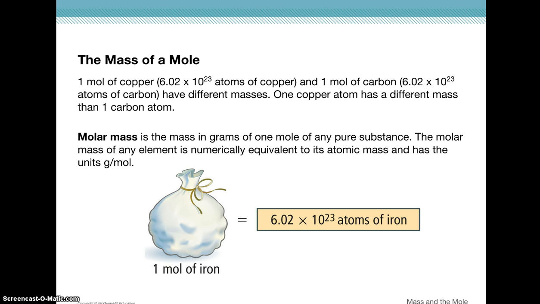The molar mass of an element is numerically equal to its atomic mass and has the units grams per mole. You're going to find this number on the periodic table. That atomic mass that's given is the mass of 1 atom in AMU. It's the mass of a mole of atoms in grams. So if you don't have your periodic table out, you need to get it out because we are going to be looking up molar masses.